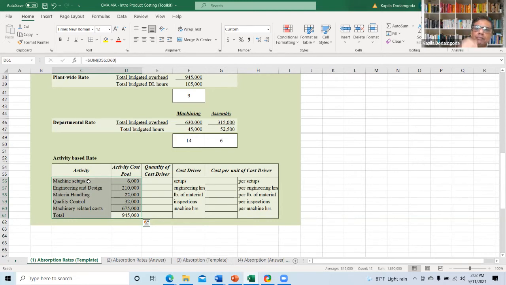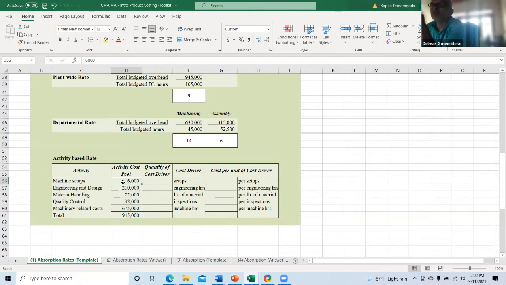Okay. Now, what does it mean? We say machine setting up cost is 6,000. What does it mean? What is machine setting up? I believe readying the machine before a production run is taken, you need to set up the machine. Exactly. This is setting up.